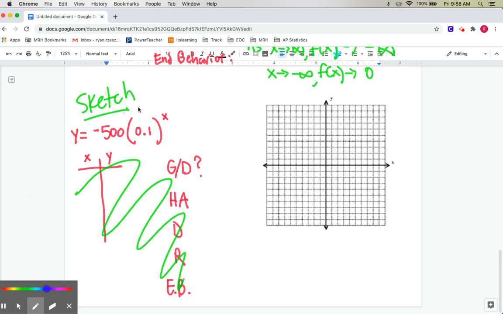And if we look at this equation right here, I see that I have a decimal underneath. The decimal is going to make it decay. So if we look, this would be what growth looks like. This would be what decay looks like. So we're looking at this kind of picture right here. But it's also got a negative. So what that's going to do is it's going to flip it over the x-axis. We are actually going to be looking at this kind of a picture right here.